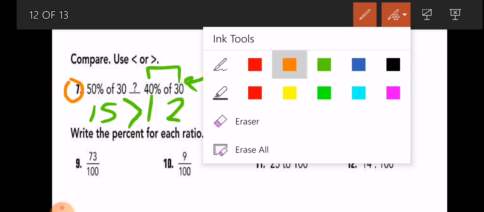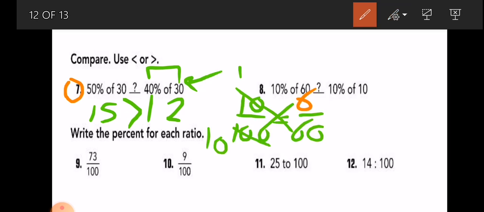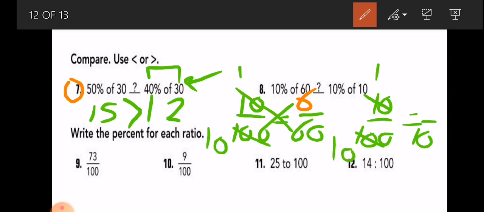And the other one will be 10% of 10, so 10 out of 100 equal what over 10? Let's make the cross multiplication, but before it simplify, divide by 10, 1, divide by 10, 10. 1 times 10 is 10, divide by 10 will give me 1.